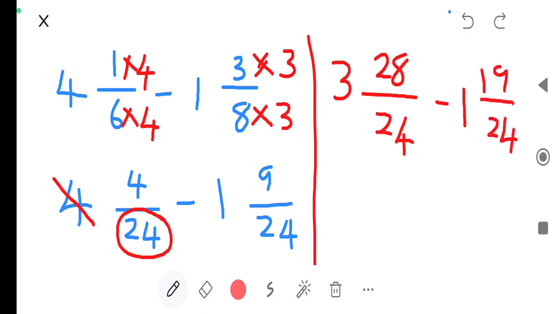Subtract the whole numbers. 3 minus 1 is 2. 28 minus 19 is what? 9 over, write only one denominator, which is 24.